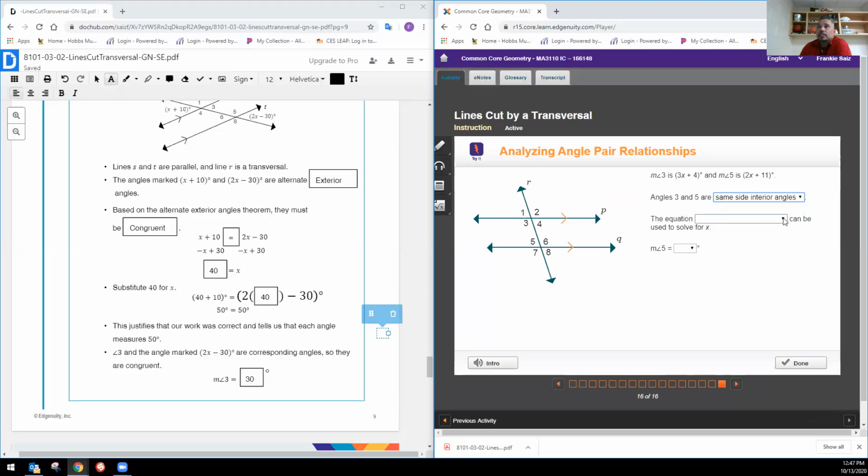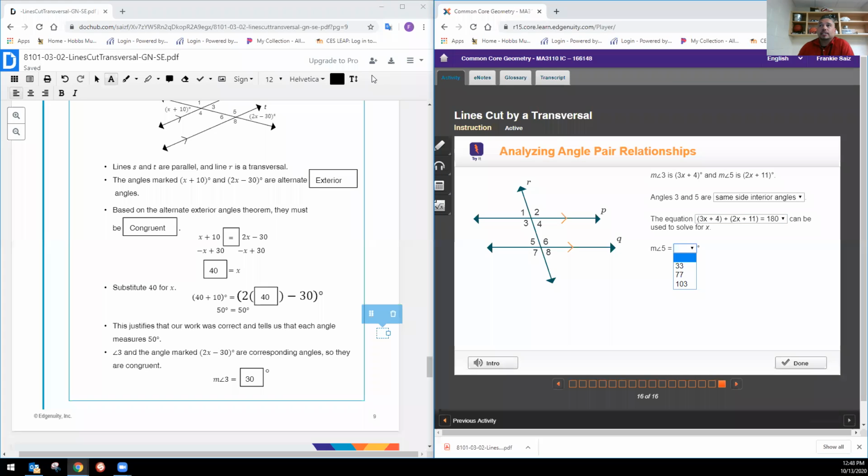The equation, so I should be able to add those together. I want to put them together because remember, you have to add these two. If you add these two, or these two, you're going to end up with 180 degrees. That's how you could solve for x. So the measurement of angle 5 has to equal how many degrees? Well, we've got to do the math there.